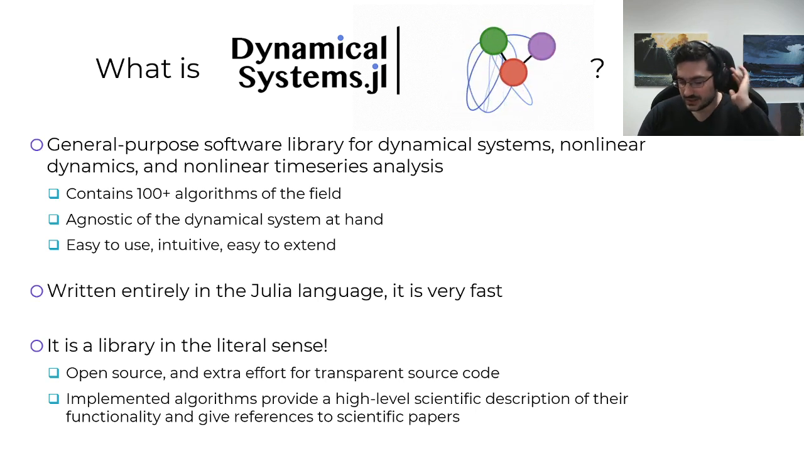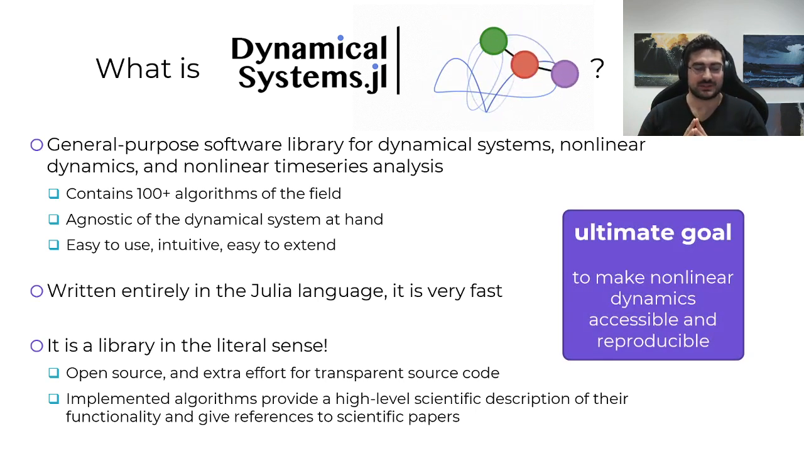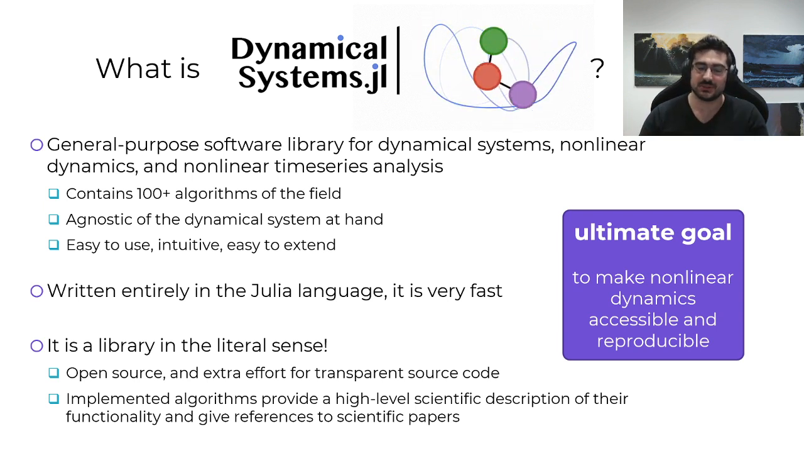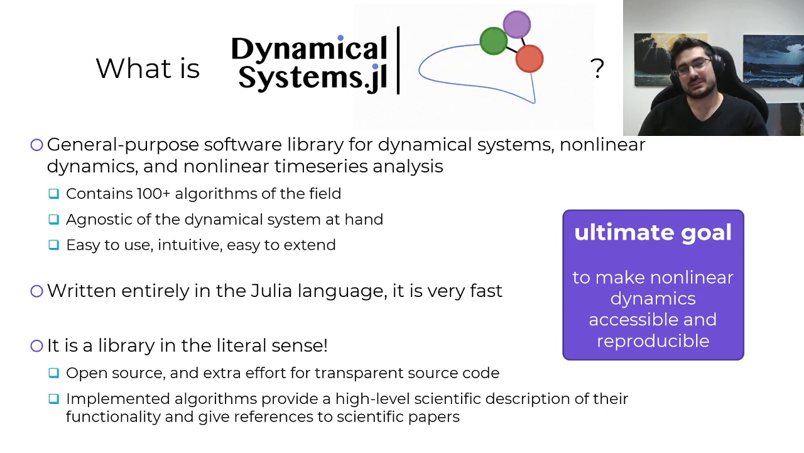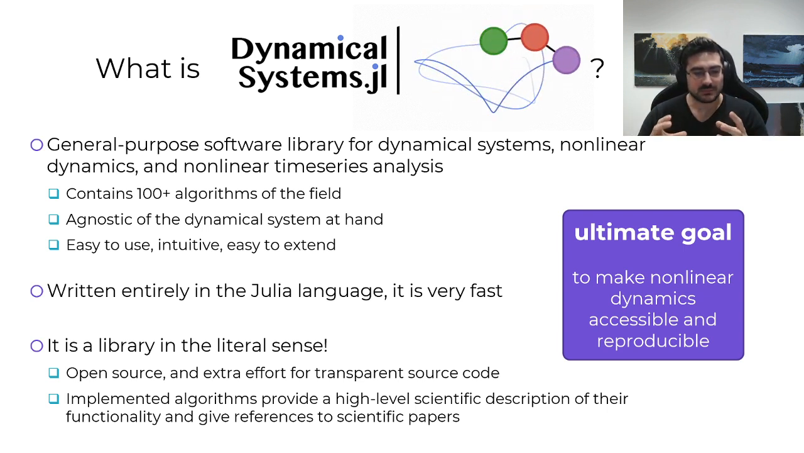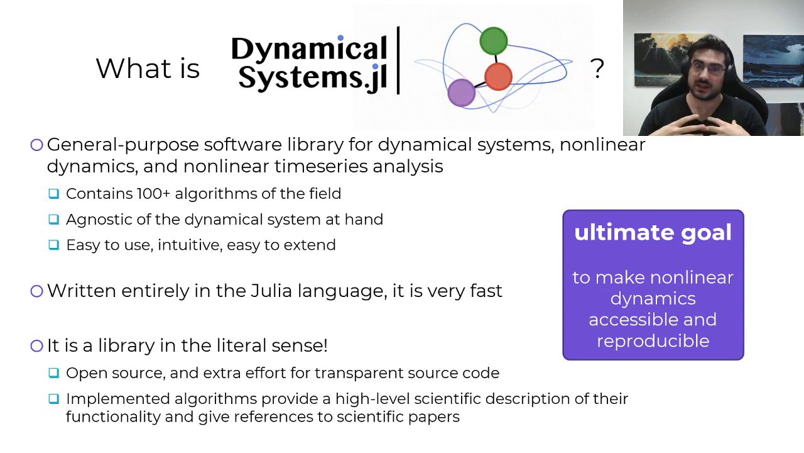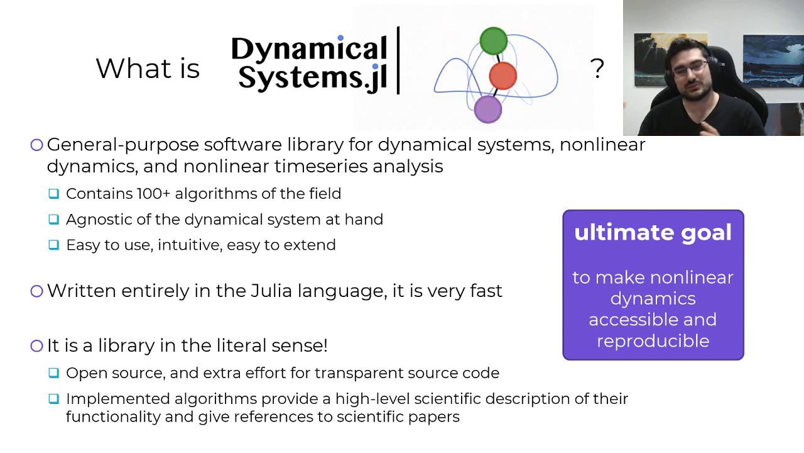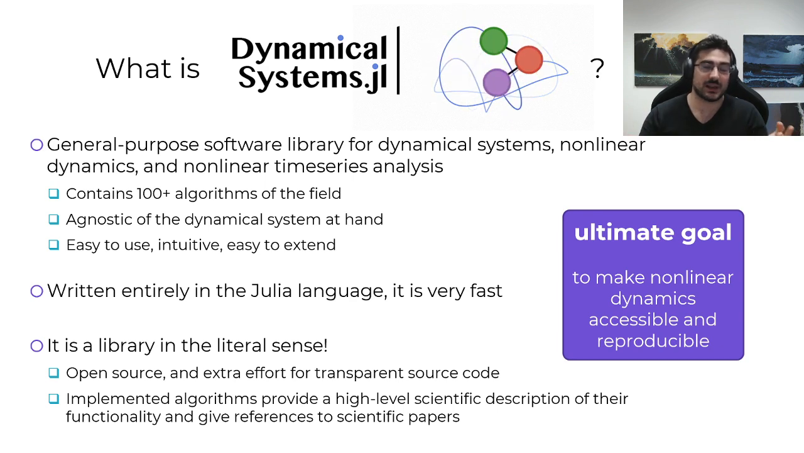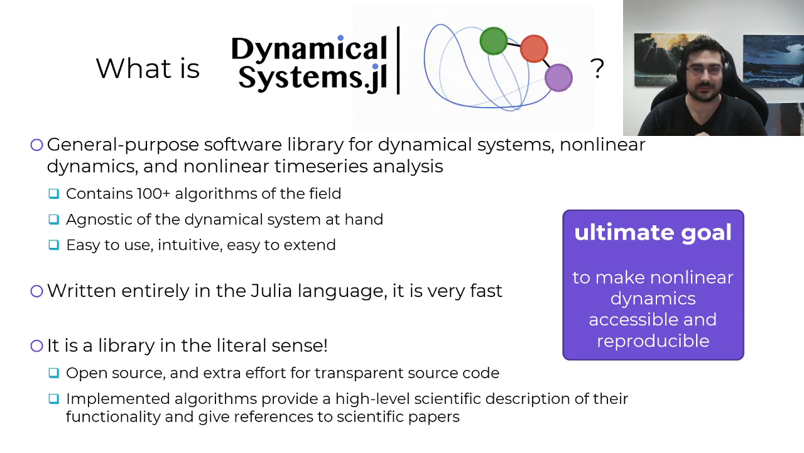The ultimate goal for this library is to make the field of nonlinear dynamics accessible and reproducible. Accessible because some implementations that you might read about in papers, you can actually use immediately with this library. And reproducible because it allows you to write short scripts that do a lot of work about nonlinear dynamics, which makes them easy to share and easy to extend. And maybe when a new algorithm comes out, you can put it in this library.